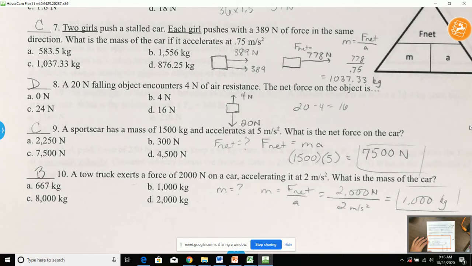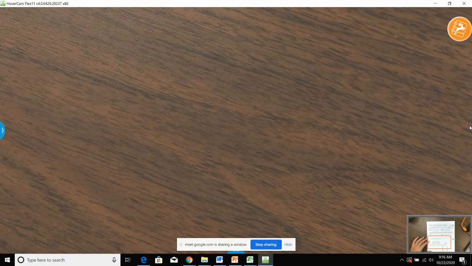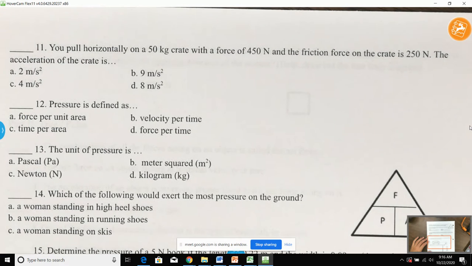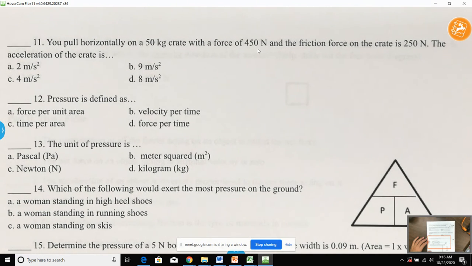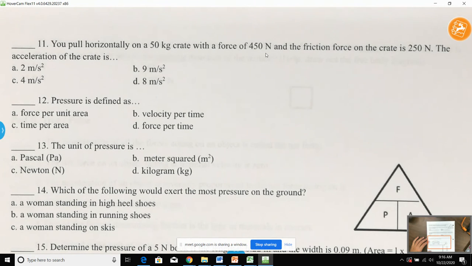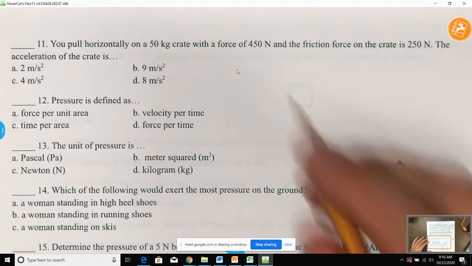All right, cool with those? Now, moving on to the next one. Ooh, this is a good one. This is a nice challenge question. If you pull horizontally on a 50 kilogram crate with a force of 450 newtons, and the friction force is 250 newtons, what is the acceleration?